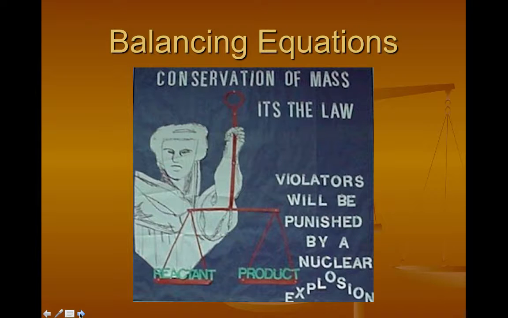Conservation of mass. It's the law. Violators will be punished by a nuclear explosion. Basically, the reactants and products have to equal the same amount, as you see right here with the scale as the example.